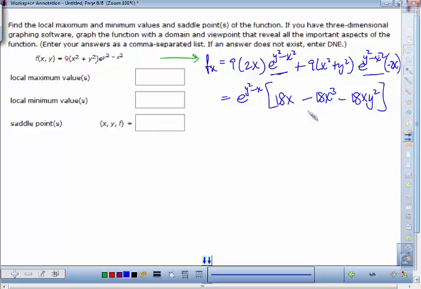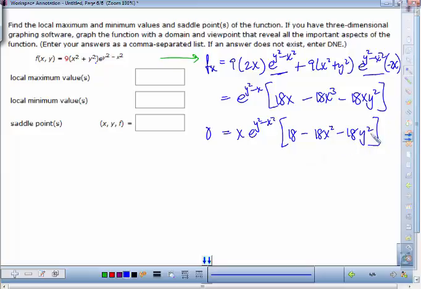All right, I could factor out an x. That might help a little bit. Let's see. Let's keep working with this. I'm going to eventually set this equal to 0. And so let's factor out an x. And then what I have left here is 18 minus 18x squared minus 18y squared.